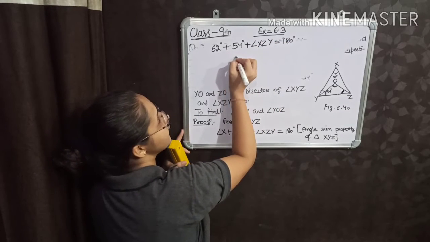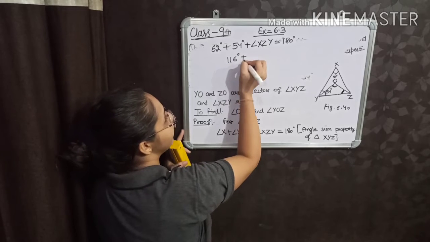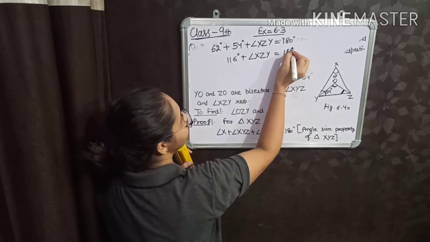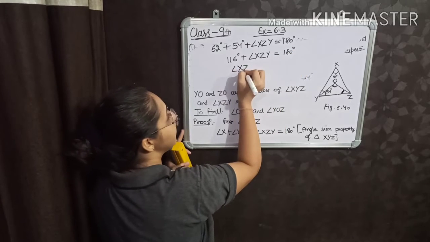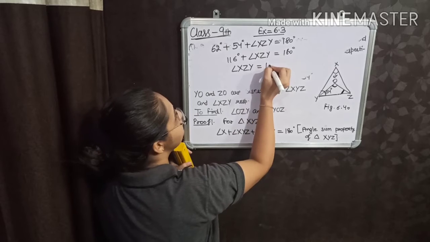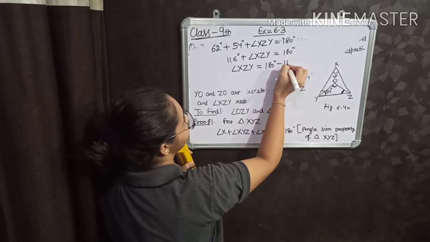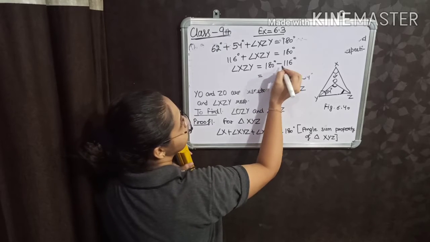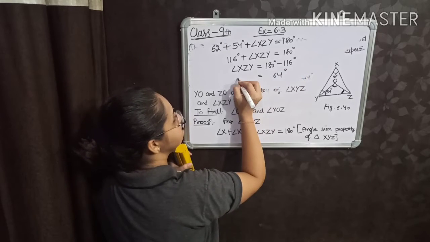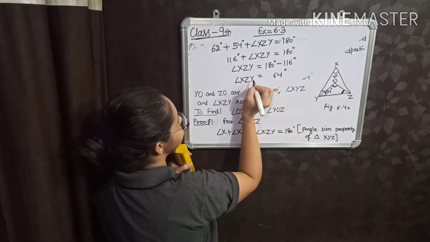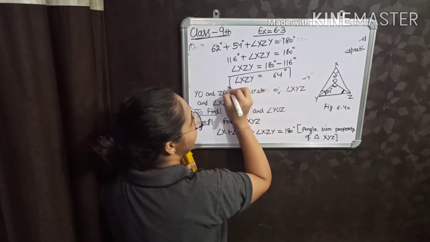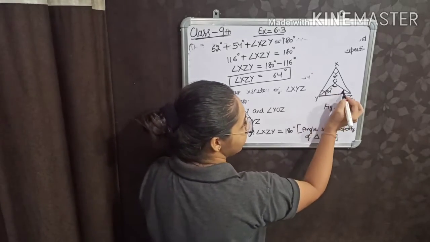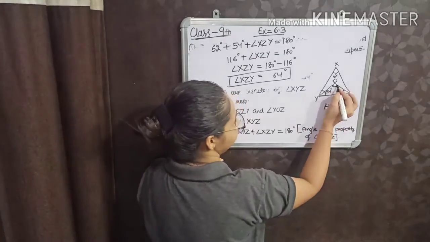Now 62 plus 54, 116 degrees. 116 degrees plus angle XZY is equal to 180 degrees. And finally, the value of XZY is equal to 180 degrees minus 116, and it will give you 64 degrees. This is the value of XZY. But we have to find the two angles, that is angle OZY, this angle, and this angle.